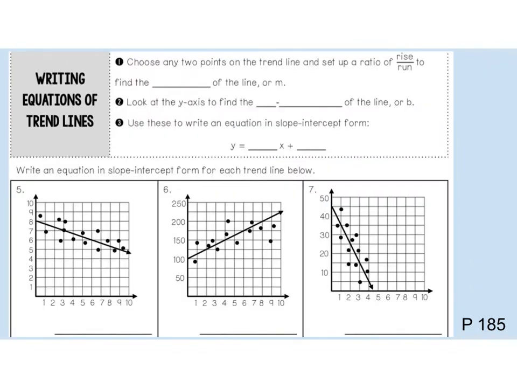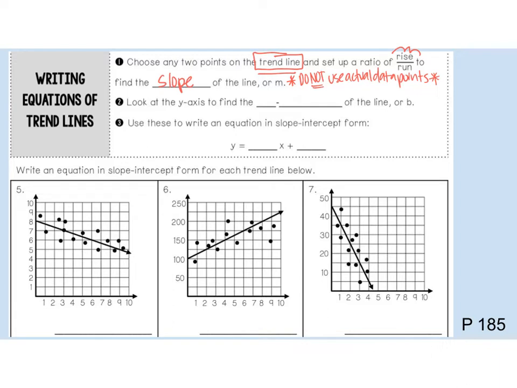When we're writing equations of trend lines, we start by choosing any 2 points on the trend line. I want you to do this and set up the ratio of rise over run to find the slope of the line. Now, I want you to put a note here. Don't use actual data points. You're not picking 2 of the data points and finding the slope. You're picking 2 points on the line. And I'm going to show you what that means in just a second.